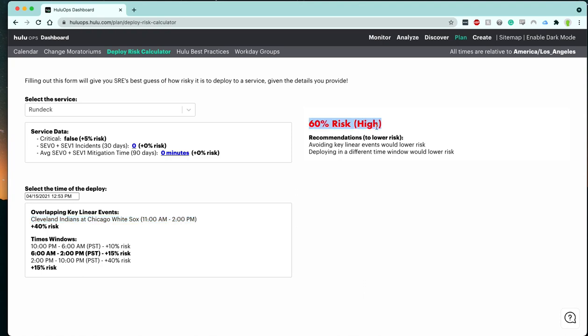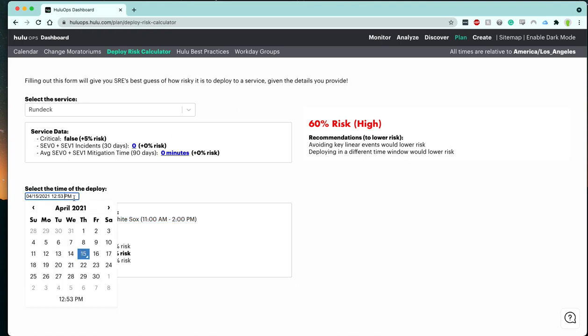However, there's a 60% risk, and that's coming from the overlapping key event. So that Indians versus White Sox game, and then the 6 a.m. to 2 p.m. window added an additional 15% risk. Risk is relative to the fact that if things were to go wrong, it would be impactful to our customers. That's the assumption we're making here, and this is based on a best guess. We're not trying to determine whether you think this is important. That's why we're giving you a risk factor, and we're publicly telling you what the variables are that come with that risk factor. You can still deploy. You just might want to wait.